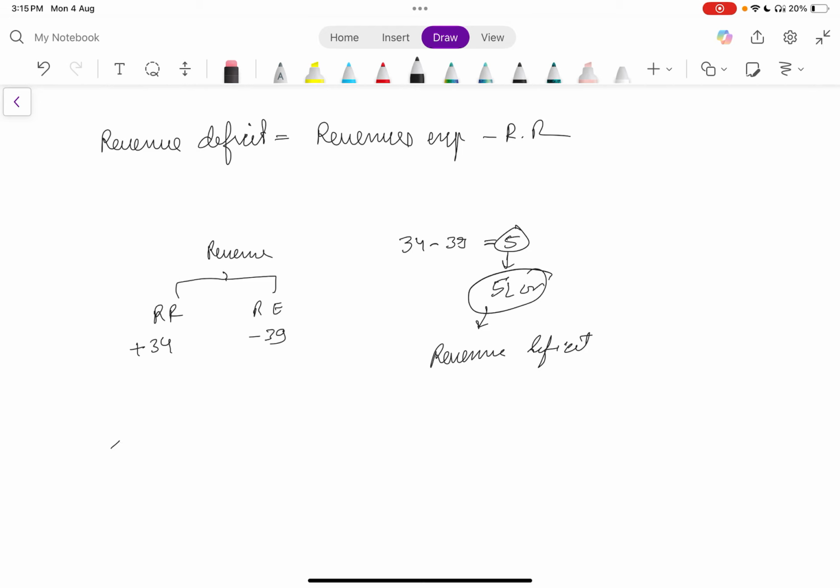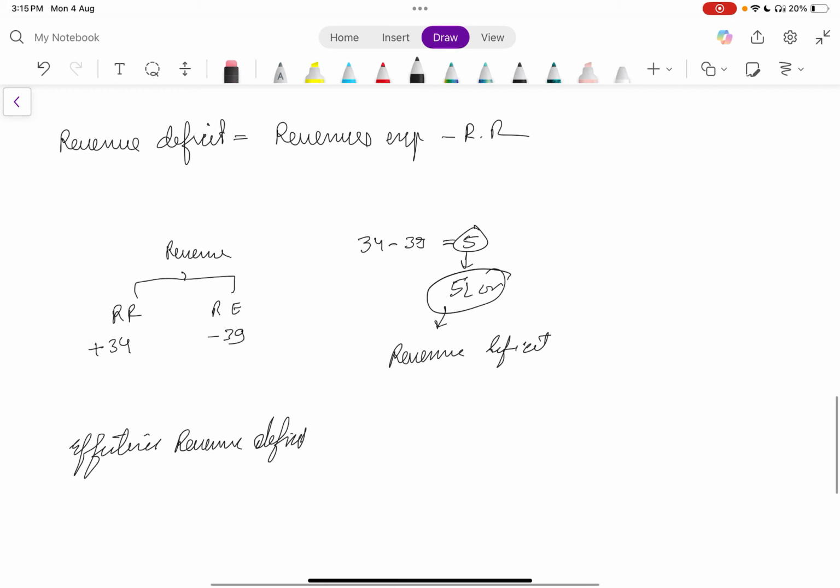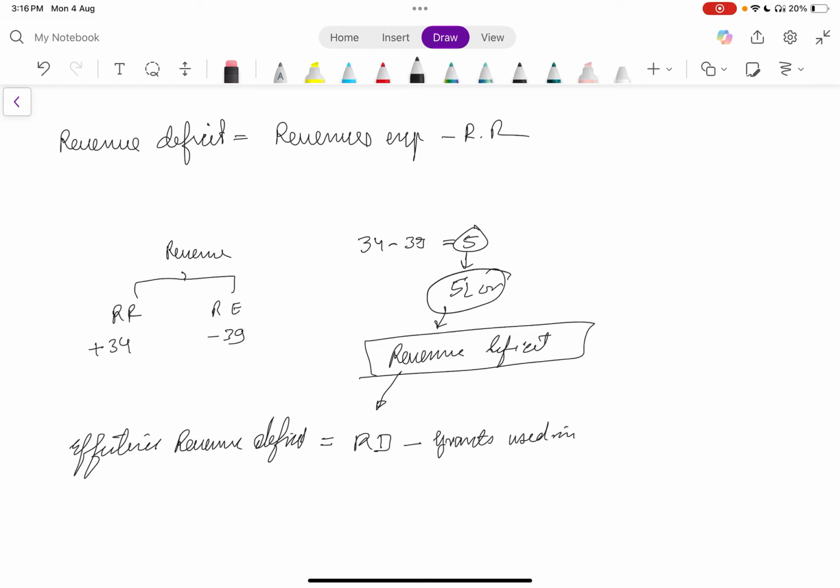But now what is effective revenue deficit? Again, there is no rocket science here. In effective revenue deficit, what we'll simply do is, this was our revenue deficit. From our revenue deficit, we will subtract grants which are used in capital formation.